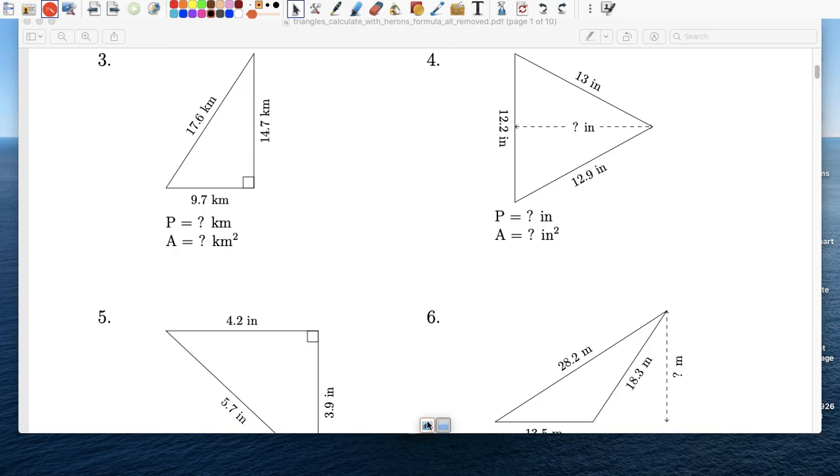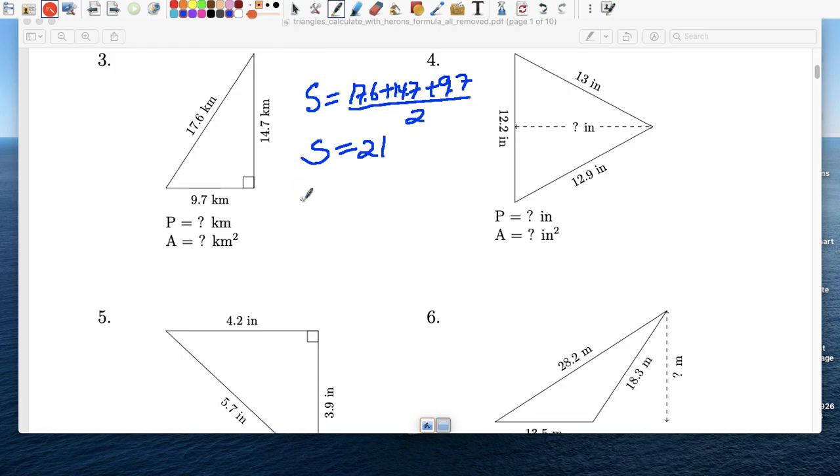All right, so we have a triangle, and then we can use Heron's formula. In Heron's formula, we need the semi-perimeter. In order to find the semi-perimeter S, we have to add all the sides, 17.6 plus 14.7 plus 9.7, and we're going to divide all that by 2, right? So find the perimeter and divide by 2. 17.6 plus 14.7 plus 9.7 equals 42, divided by 2. So this one is nice. The semi-perimeter of this triangle is 21.